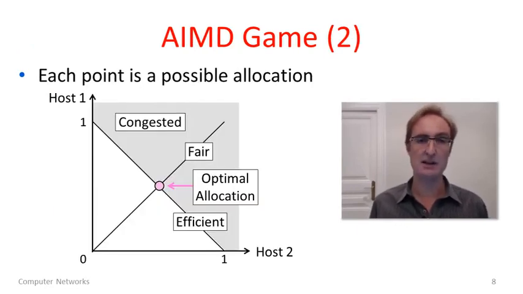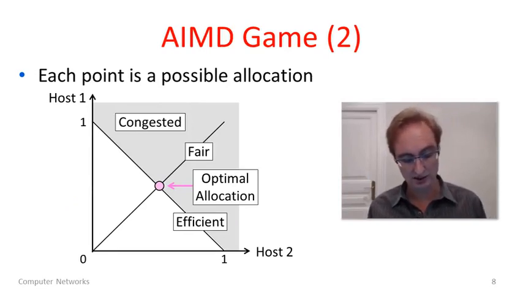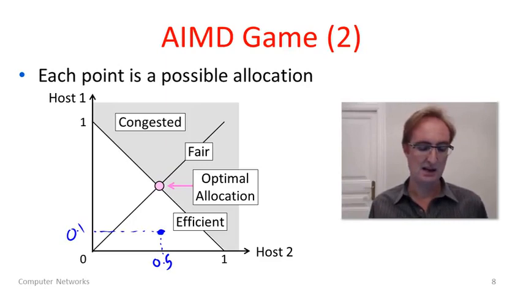So the AIMD game takes place on this plane. This plane represents all of the possible bandwidth allocations. So a point here, for instance, has a bandwidth allocation of, it looks like, about 0.5 to host 2 and, what's this, 0.1 maybe to host 1 on this particular point. And all sorts of different points on that plane just provide different amounts of bandwidth to host 1 or host 2.